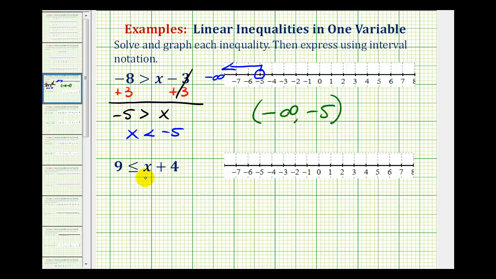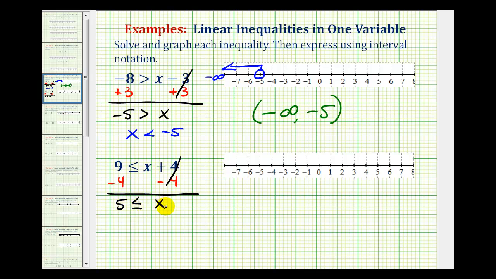Looking at the second example, we have 9 is less than or equal to x plus 4. So to isolate x on the right side, we'll have to undo this plus 4. So we'll subtract 4 on both sides of the inequality. So the 9 minus 4 is 5. Bring down the inequality symbol. Plus 4 minus 4 is 0. So the solution is 5 is less than or equal to x.